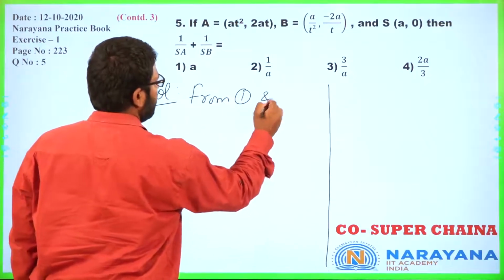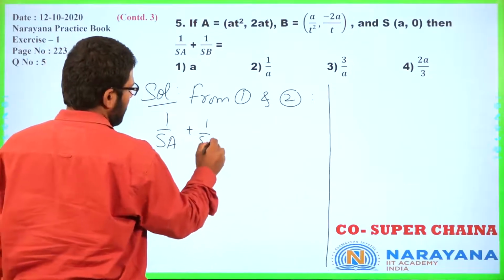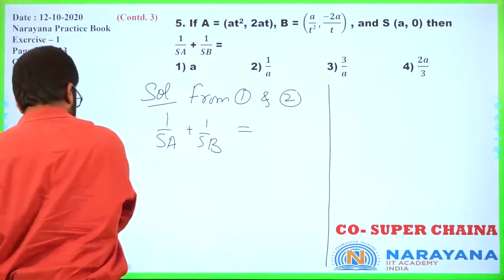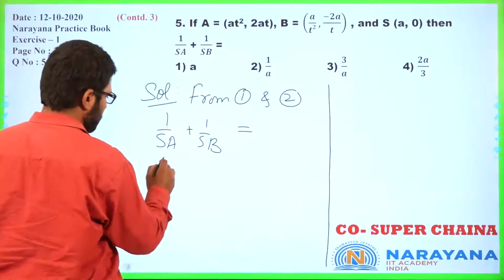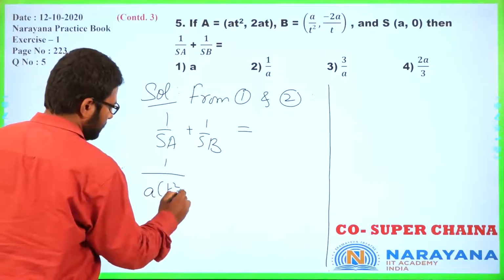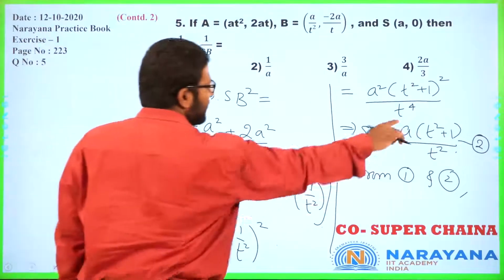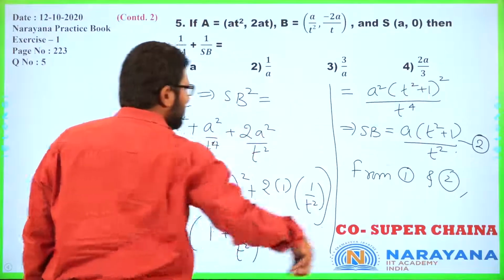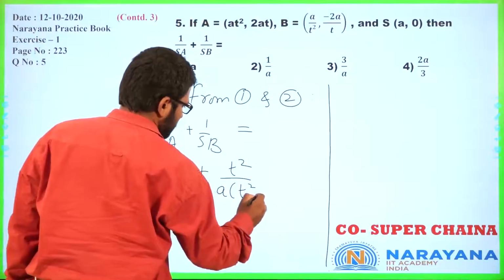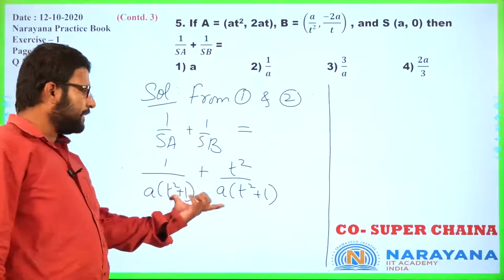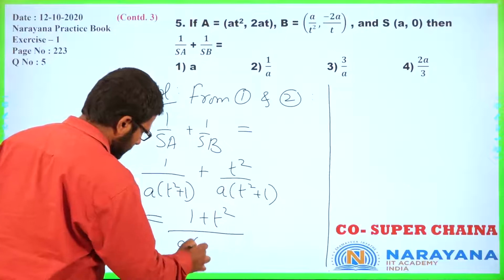From 1 and 2, 1 by SA plus 1 by SB equal to, now what was SA? A into T square plus 1, right? So 1 by A into T square plus 1, plus 1 by SB. SB, you see it's reciprocal, this T square will go up. So you have T square by A into T square plus 1. Do you notice the denominator is same? So this is 1 plus T square upon A into T square plus 1.